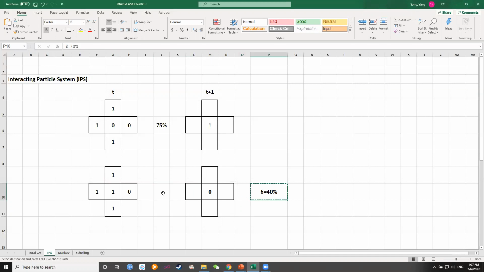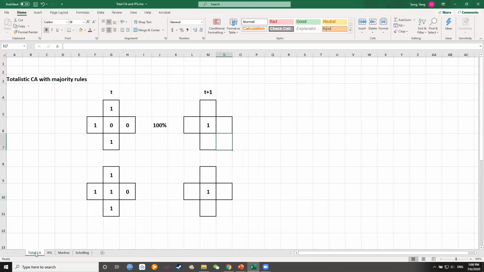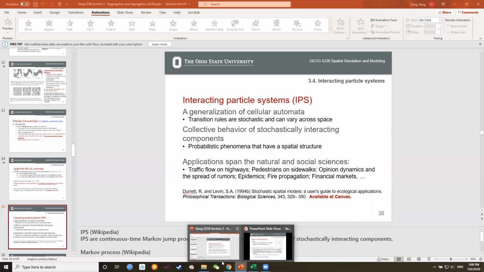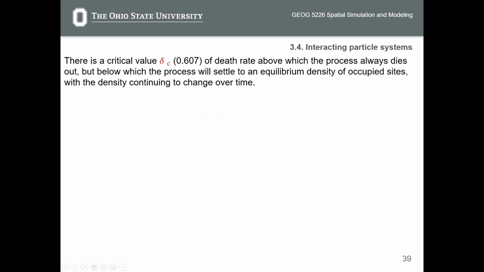Okay, so let me copy this. So here again, randomness. Randomness is affecting the state of the cell at t plus 1. So this is the difference between IPS and total CA. It's always 100% there. But here we have probability, we have beta, we have delta. So this is the interesting part about IPS. Okay, so this is the basic contact process.